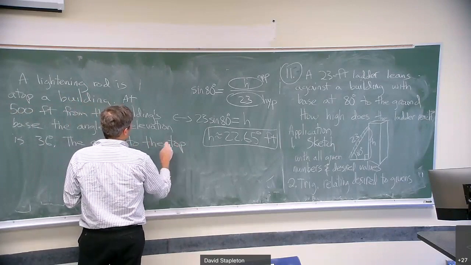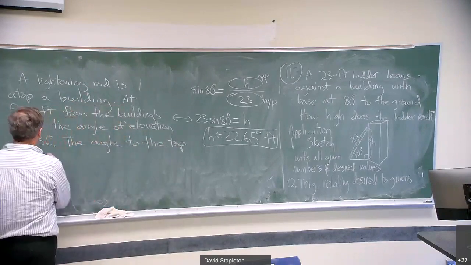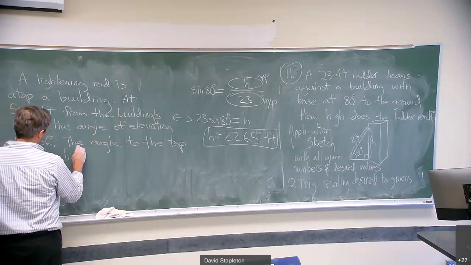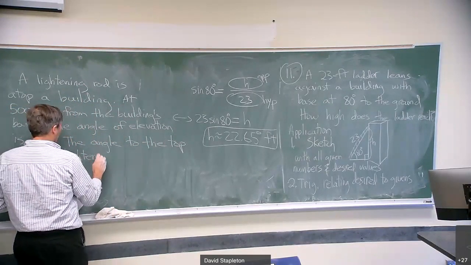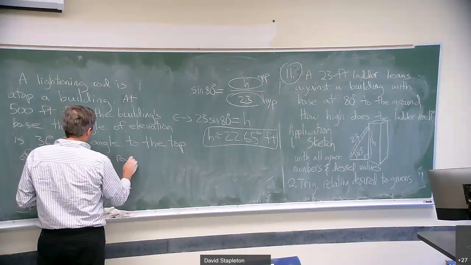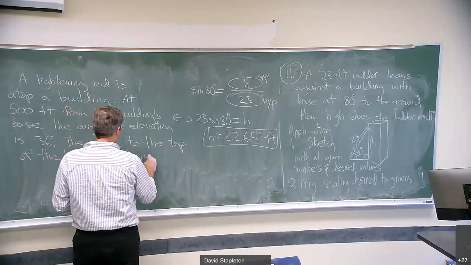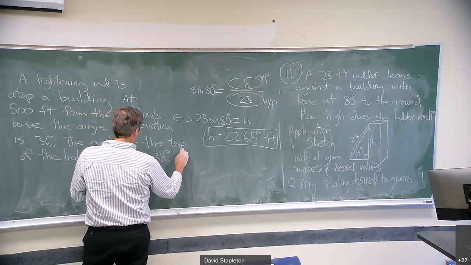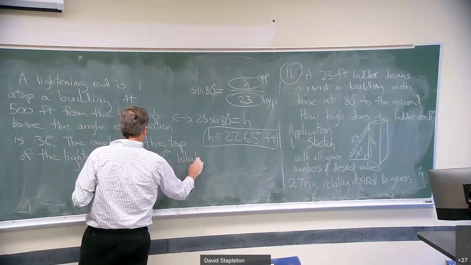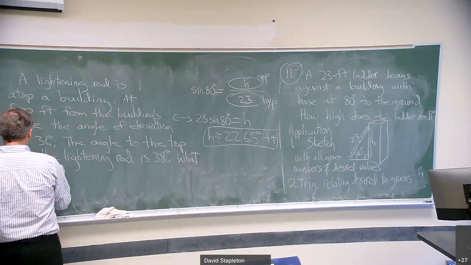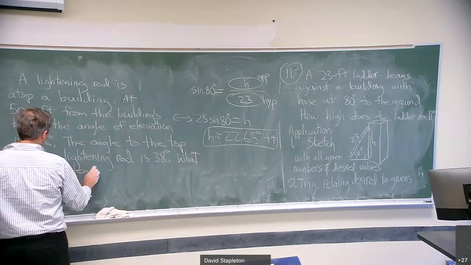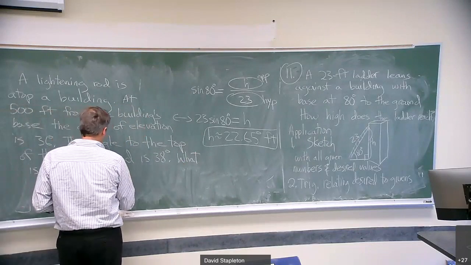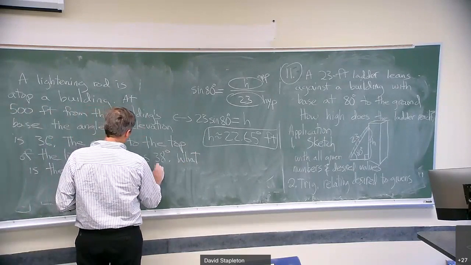So this one's a little harder because it's got more than one triangle. But that's applied problems, right? But the picture helps in these. What is the length of the lightning rod? Part of the problem is it just takes so long to write it down. Makes it hard just that way.